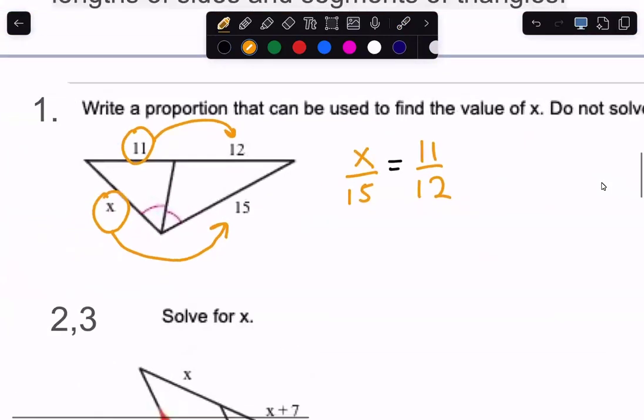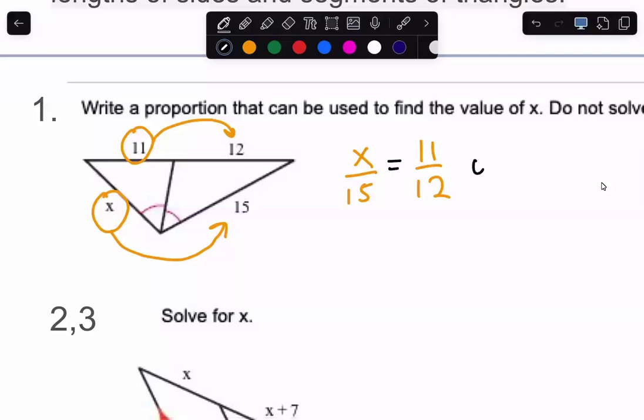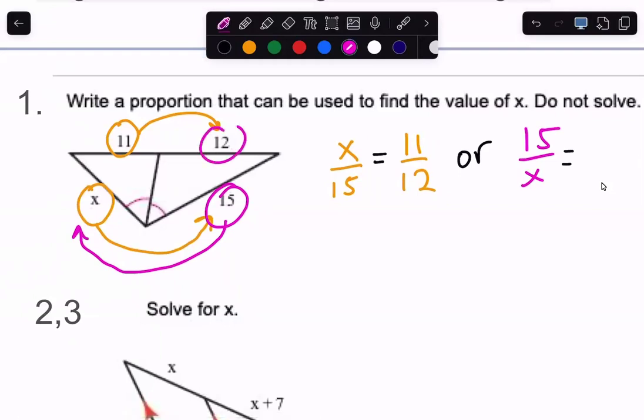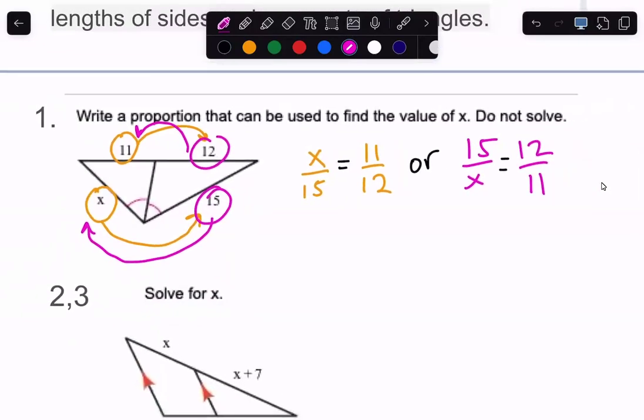Or you could have also written it, so there's two answers. You could write 15 is proportional to x, and then 12 is also proportional to 11. Either one of these two answers is correct. So there's more than one right answer for writing the proportions. Does anyone have any questions for number one? You're not solving it, it's just asking you to write the proportion.